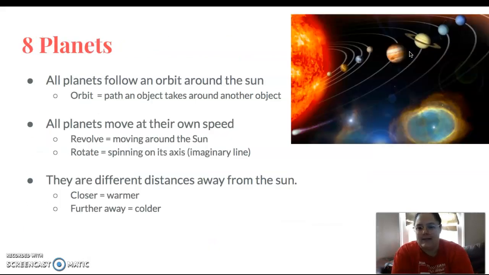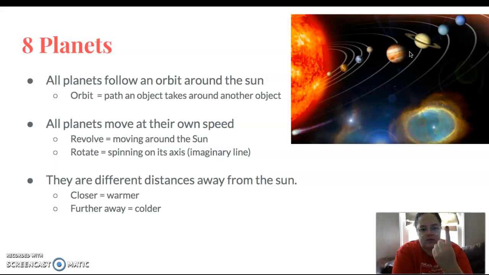So our planets. All planets follow an orbit around the sun. Remember, an orbit is that path that it takes around the sun. So it's not the actual movement, the orbit is the path that it follows. All planets move at their own speed. So the way that Earth moves is not the same way that the other 7 planets move.